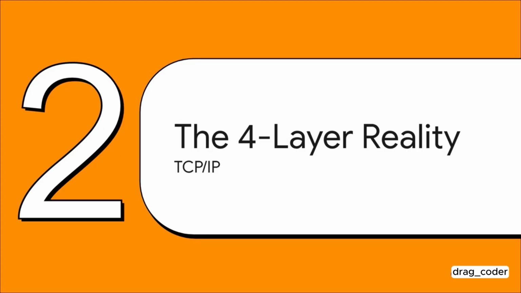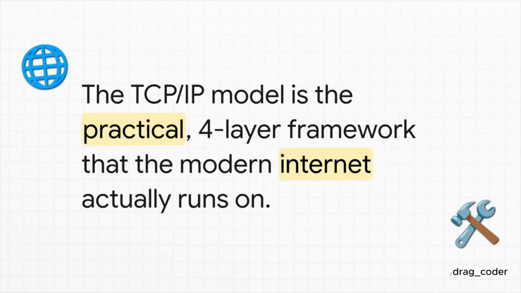Okay, so while that 7-layer OSI model is the perfect theoretical blueprint, it's not actually what the internet runs on day to day. For that, we turn to a much more streamlined, practical model. Which brings us to the TCP/IP model. This is the real workhorse of the modern internet.